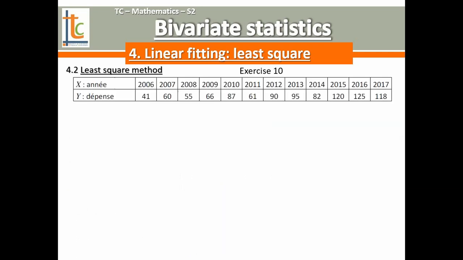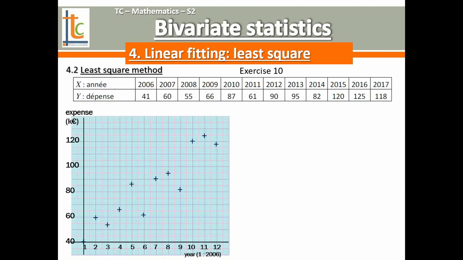With exercise 10, we're following the evolution of the expense. Sorry, it's in French here. The expense of a company in advertising, given in thousands of euros, 41,000, 60,000, and so on, through time. It's a time series, but still it's a bivariate series.